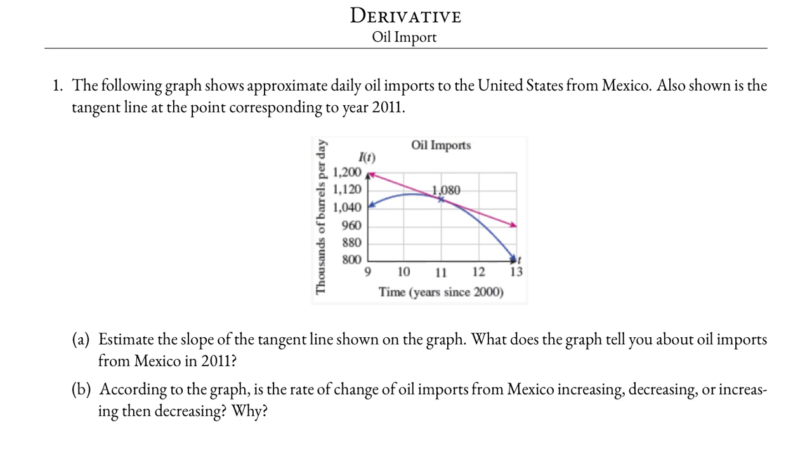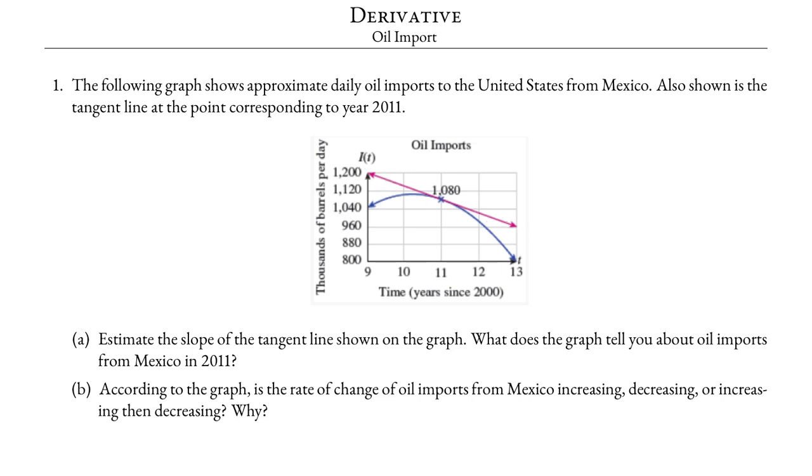What does the graph tell you about oil imports from Mexico in 2011? According to the graph, is the rate of change of oil imports increasing, decreasing, or increasing then decreasing? Why? For the first part, we use the graph to estimate the slope of the tangent line.